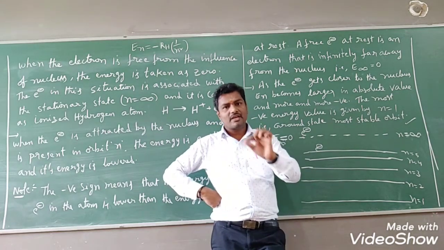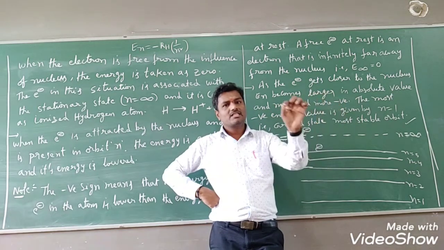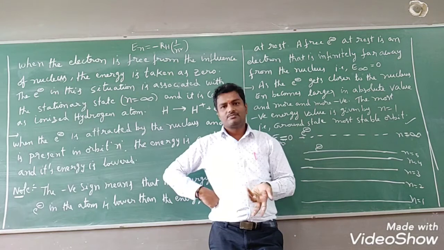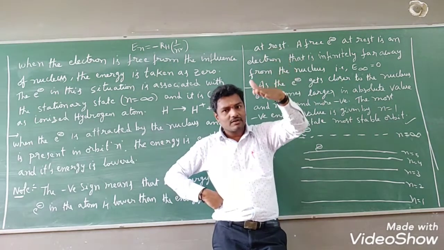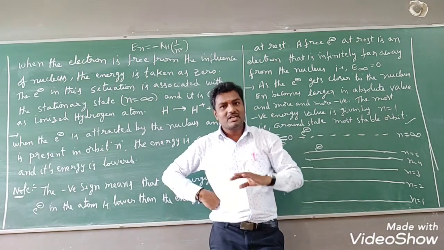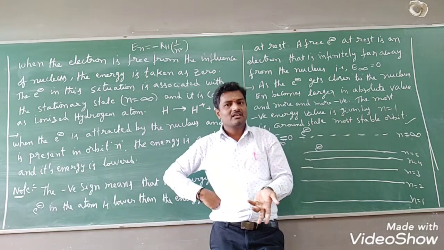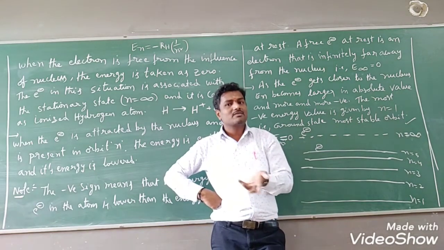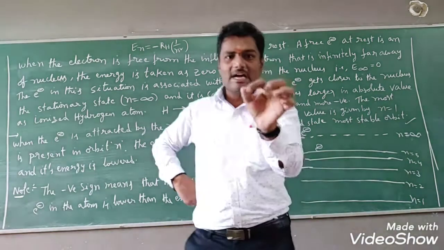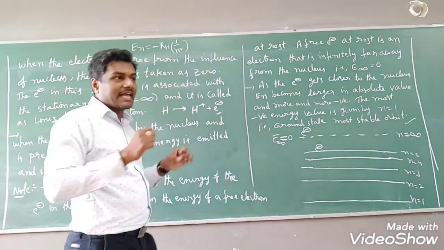The electron is free from the influence of the nucleus, so the energy becomes 0. Whenever the electron falls from infinite distance to a lower level, it emits radiation. It emits energy. Whenever it emits energy, the energy becomes negative. Because of that reason, we are getting a negative term here, students. So this is the energy factor.